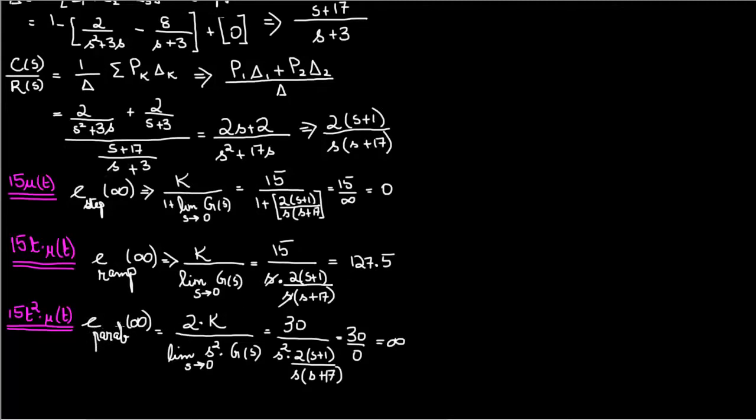For the parabola, you're going to have 2 times k in the numerator, and in the denominator you have the limit as s approaches 0 of s squared times G of s. So if you solve this, you get 0 in the denominator, because when this s cancels out, you still have this s term laying in the numerator, which makes the denominator go to 0. And a constant divided by 0, you're going to get infinity for that.